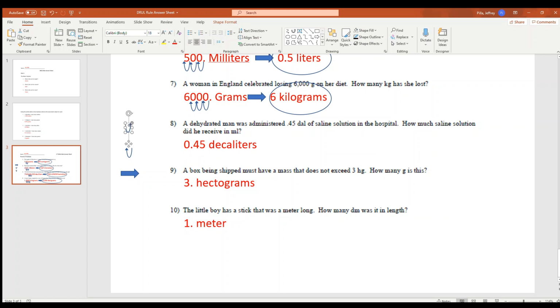Okay? So I'm going to need this one. We're going to move it 1, 2, 3, 4. Now, again, there's no numbers over here, so what do we do? We add zeros. Okay? And now we have a new number, and our final answer is 4,500 milliliters.